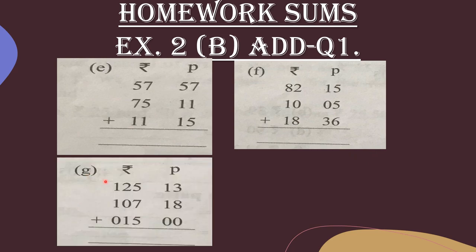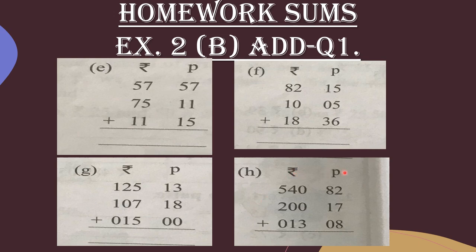Here in G part, rupees and paise are given: 125 rupees 13 paise, 107 rupees 18 paise and 15 rupees. You have to add these amounts. Now in H part, again rupees and paise are given: 540 rupees 82 paise, 200 rupees 17 paise and 13 rupees 8 paise. You have to do this work in your book.